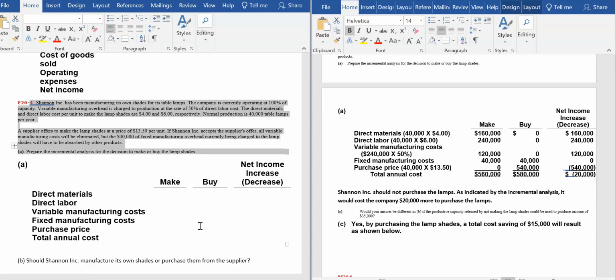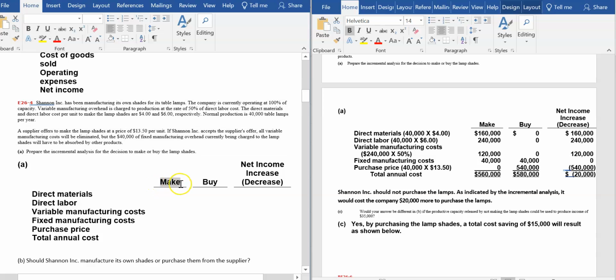A supplier offers to make these lampshades for the company and charge them $13.50 per unit. If Shannon accepts the supplier's offer, all variable manufacturing costs will be eliminated, but the $40,000 of fixed overhead currently being charged to the lampshades will have to be absorbed by other products. Okay. They're trying to decide whether they should go ahead and continue making the lampshades or buy them from a supplier. The decision process here is to figure out which option is least expensive for the company.